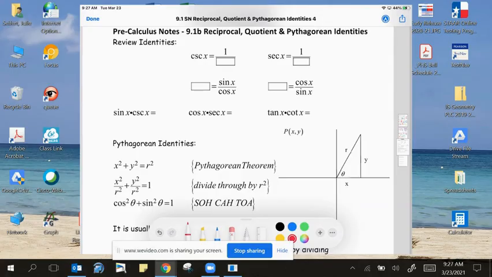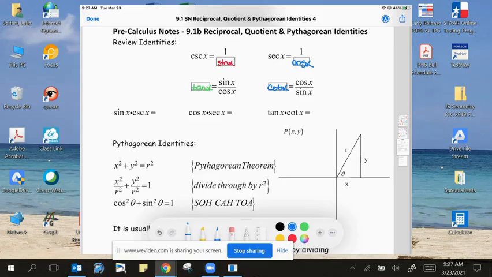Part 2 of today's lesson, a little bit of a review. Cosecant x is the reciprocal of sine, so cosecant x is 1 over sine x. Secant x is 1 over cosine x. Then sine x over cosine x is tangent x, and cosine x over sine x is its reciprocal, cotangent x.